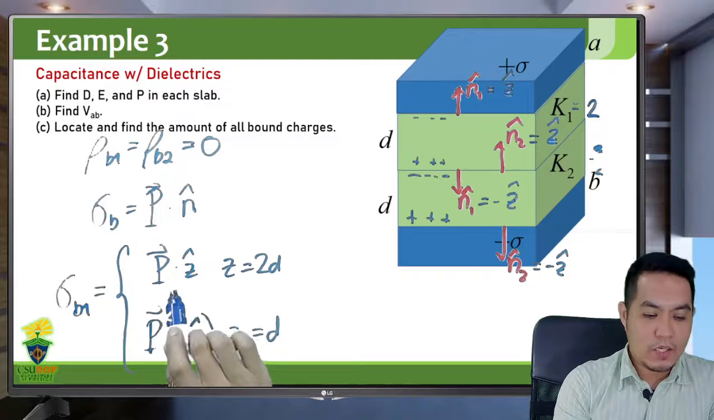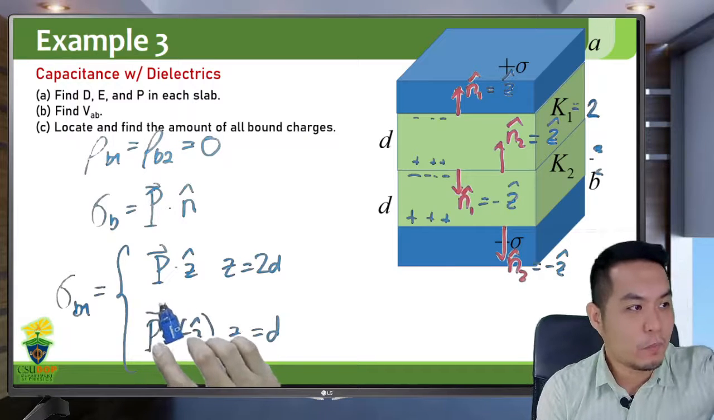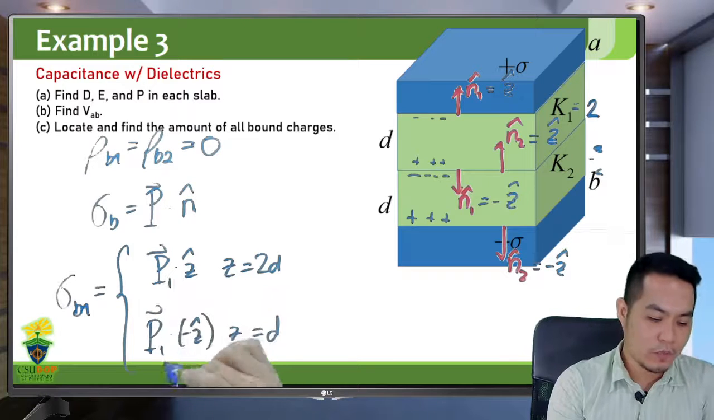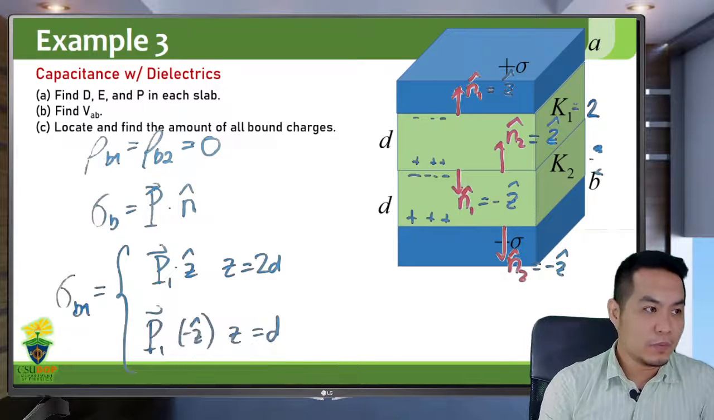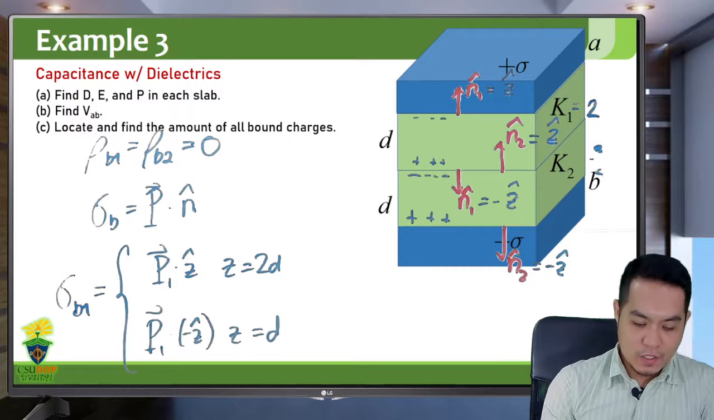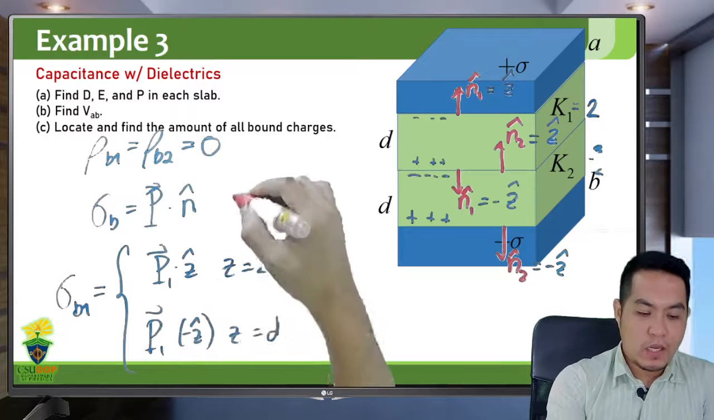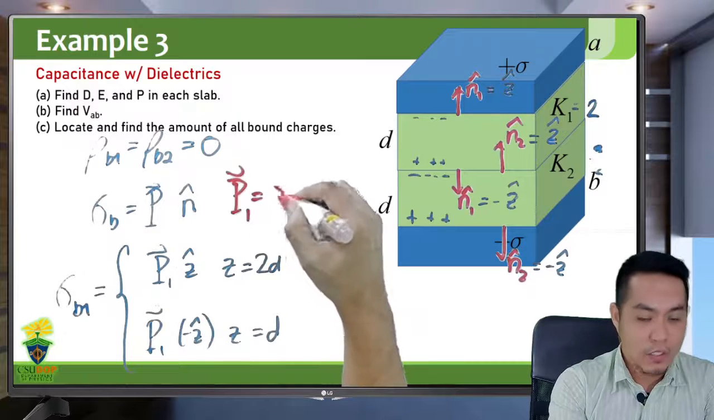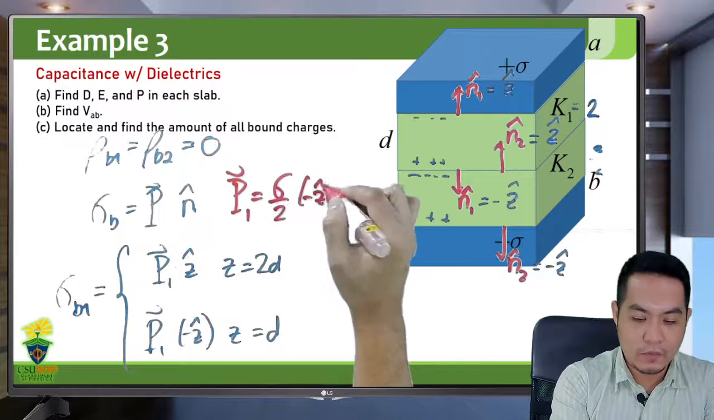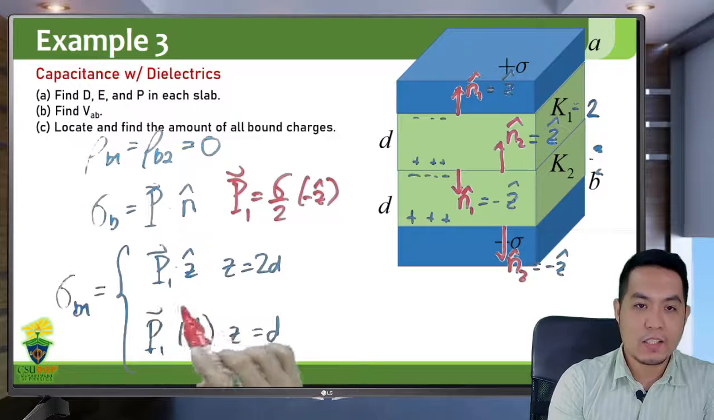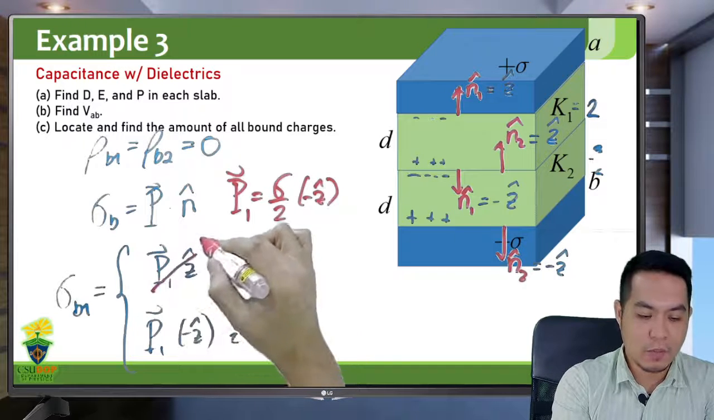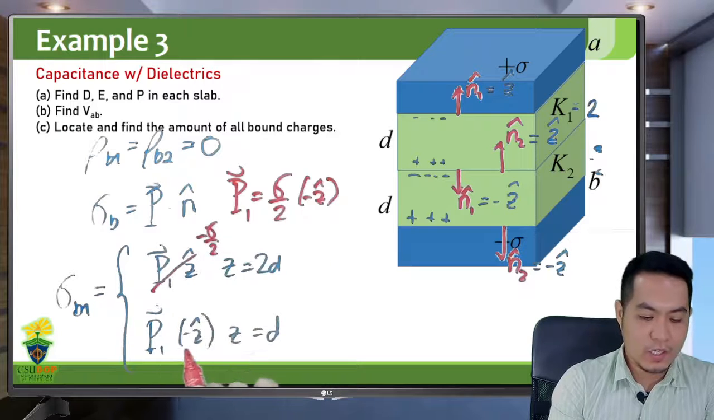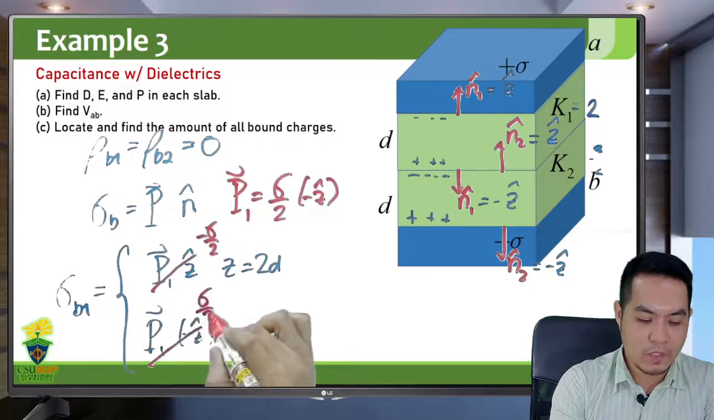So essentially, you have already solved the polarization. P1 is sigma over 2 negative z hat. So you have negative z hat, that z hat you will have negative. So this will be equal to negative sigma over 2. And this is negative z hat, that negative z hat, this will be positive sigma over 2.